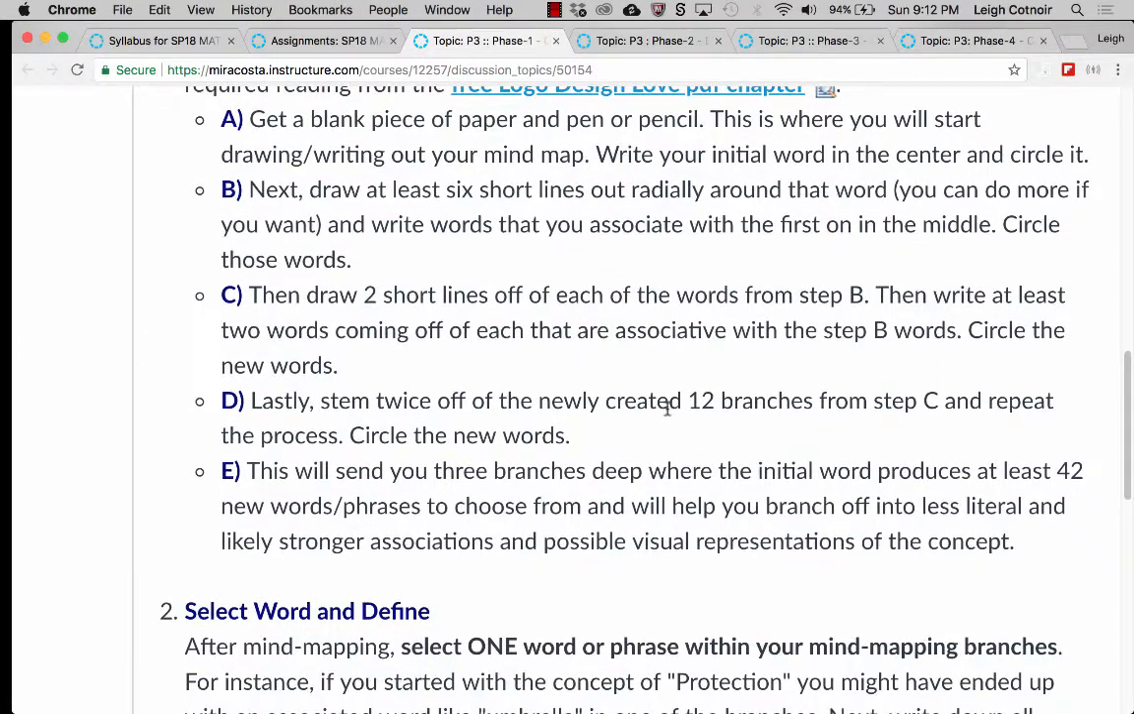It tells you right here, you're going to get a blank piece of paper and a pen or a pencil. I don't want you to do this digitally. Just start with pen and pencil so that you can write stuff out spontaneously without having to type. You're going to write the initial word in the center and circle it. Then you're going to draw out 6 short lines in a radial fashion around that word. You can do more if you want, but at least 6. Then write words that you associate with the first one in the middle, and after you write those 6 words, circle them.